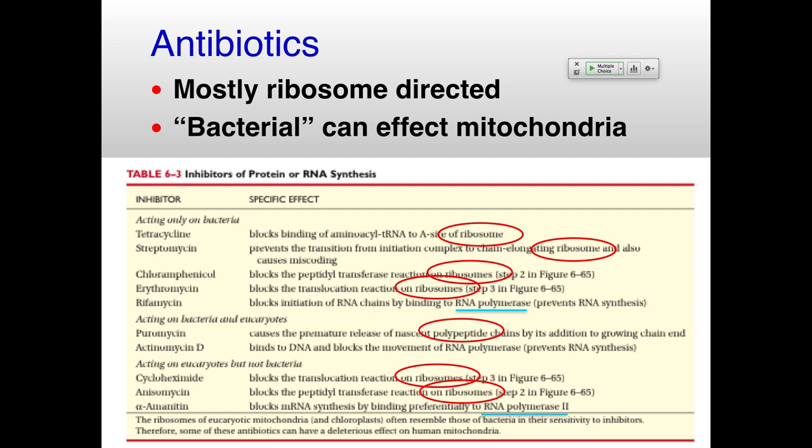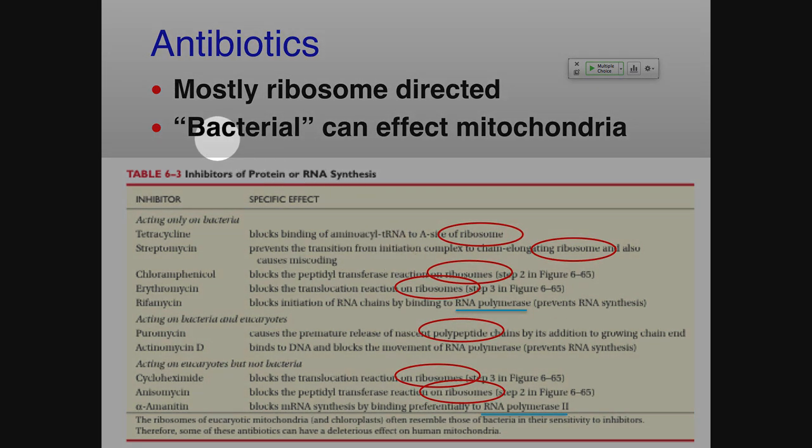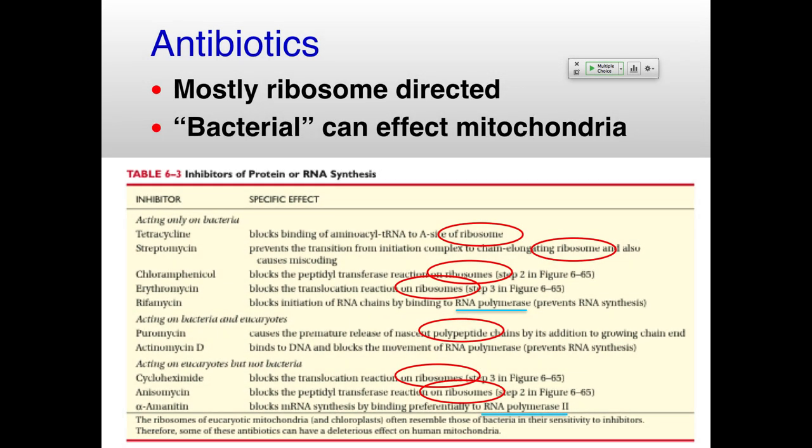So antibiotics, not surprisingly, you're trying to direct some kind of drug to something which is specific to one set of organisms versus another, and translation is a really good way to do that. One interesting thing is that some of these bacterial-specific antibiotics can actually also affect mitochondria, and if you put them on plants, also chloroplasts, because those are all derived from bacteria originally. So these wonderful antibiotics that just work against bacteria can sometimes cause problems with mitochondria as well.